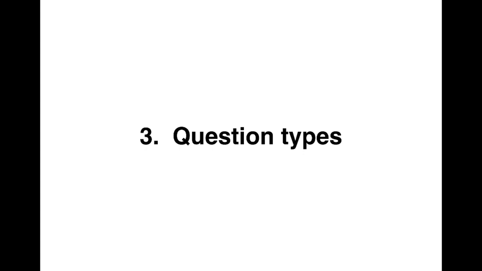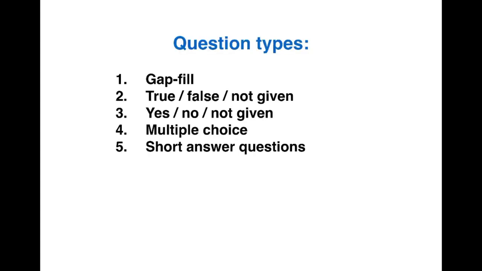I'm going to put them in 2 groups here. The first group of 5: gap fill, true, false, not given, yes, no, not given, multiple choice and short answer questions. With those types, the keyword technique works very well. You can just take each question in order, use the keyword technique, find the answers. If you watch the lessons that I did about those types, you'll see that I just do it in that way. There's a few other bits of advice, but mainly it's normal keyword technique.